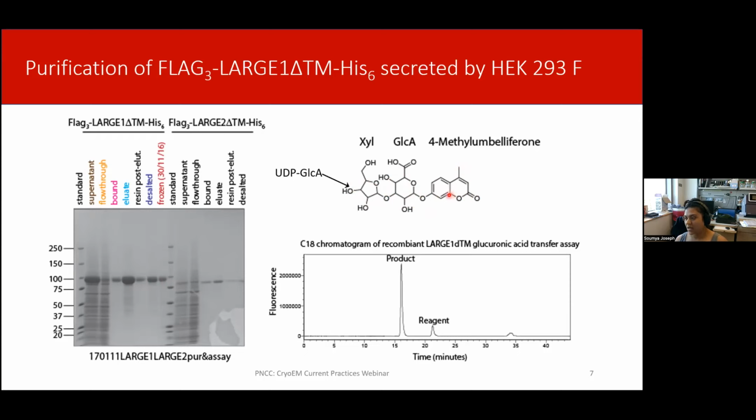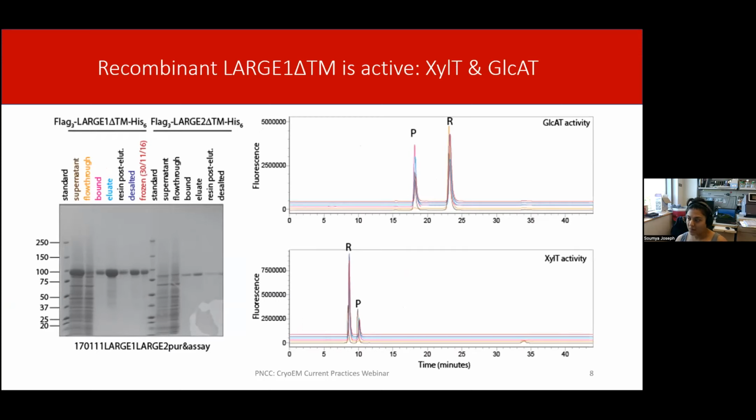This is fluorescent, and so we can introduce this moiety and UDP sugars, so in this case UDP glucuronic acid, do the reaction in vitro with the recombinant LARGE1 and run it on a reverse phase HPLC. So this peak corresponds to the reagent, and this peak corresponds to the product. So now we can test whether our recombinant protein is in fact active.